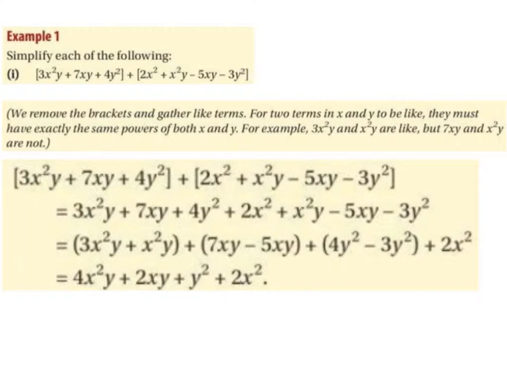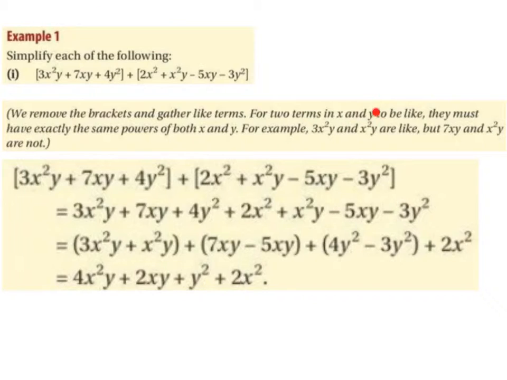Simplify each of the following. 3x squared y plus 7xy plus 4y squared plus 2x squared plus x squared y minus 5xy minus 3y squared. First thing we have to do is remove the brackets, and then we want to gather the like terms together.